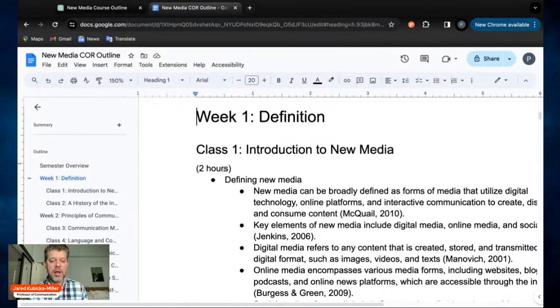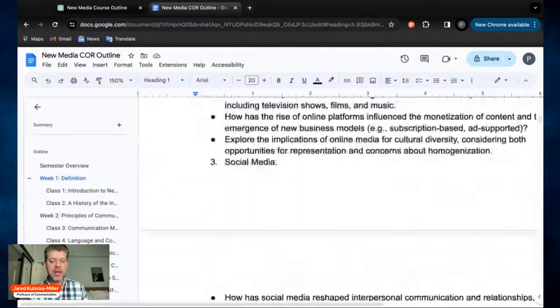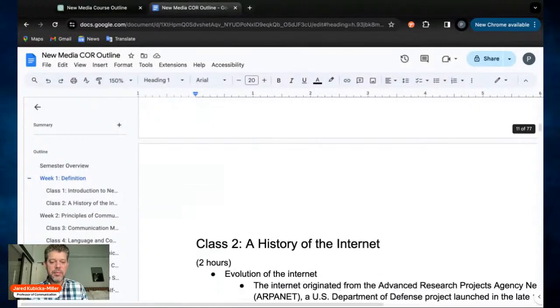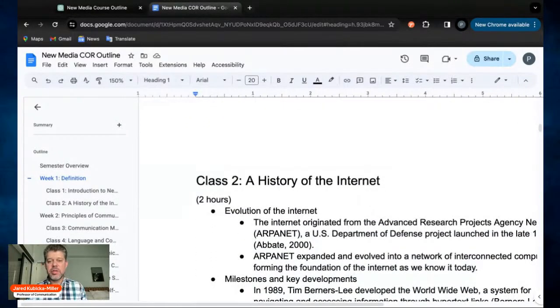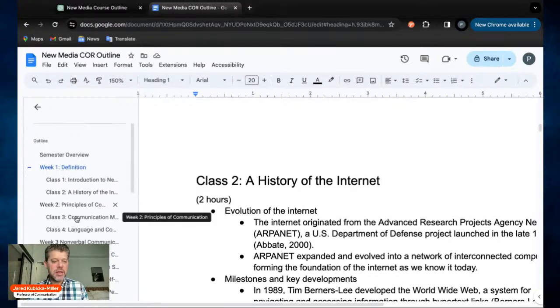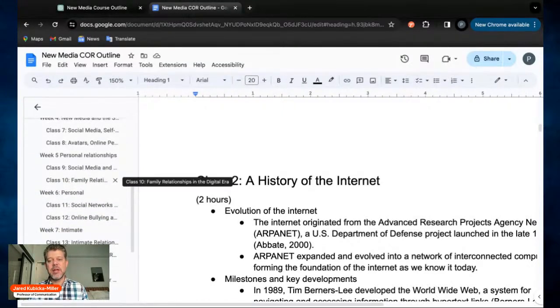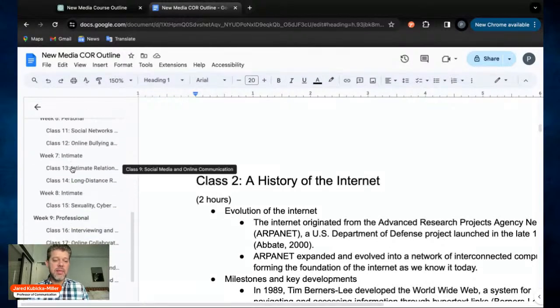So you can see for week one, I have class one and class two. Wait, where's my class two? Class two. In college courses, we usually meet twice a week for roughly an hour and a half each time, 85, 90 minutes. And so I'm building it out that way. So I'm operating based off of the assumption that this is going to be a fairly standard 16-week course and that there are 2 meetings per week, and then I build those out.